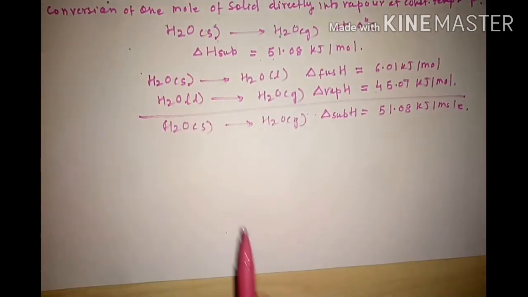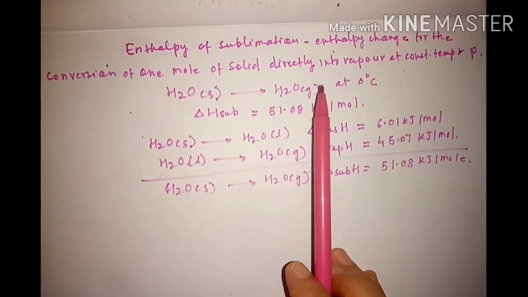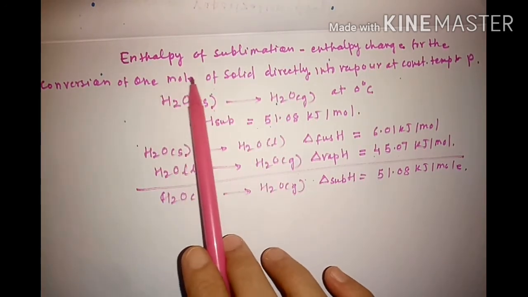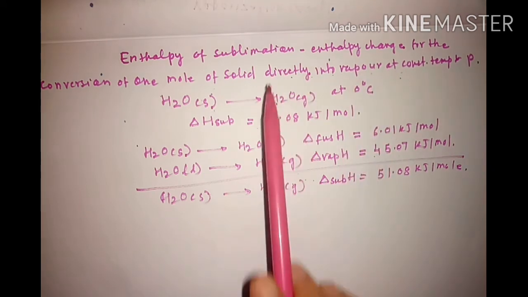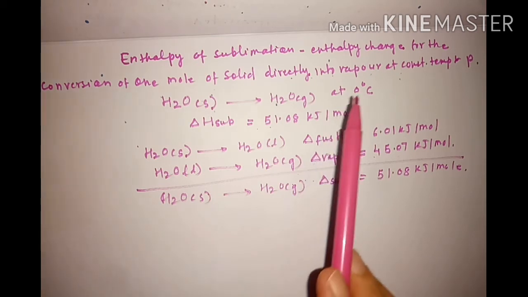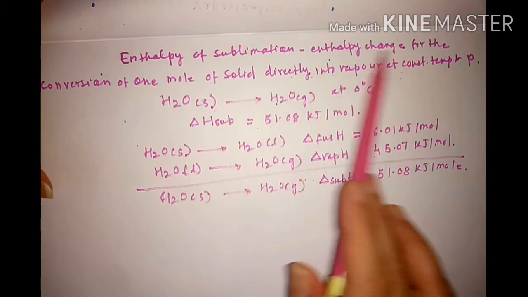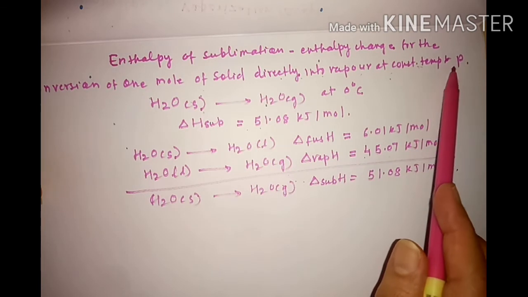Next you can talk about enthalpy of sublimation. This enthalpy of sublimation is nothing but the enthalpy change for the conversion of 1 mole of solid directly into vapor. The conversion of solid directly into its vapor is called sublimation, and the heat change or enthalpy change occurring during this conversion is called enthalpy of sublimation, of course at constant temperature and pressure.